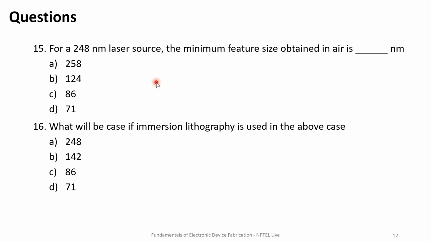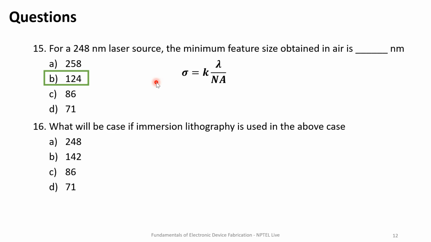Yeah. So what is the numerical aperture in air? Anybody knows numerical aperture in air? I'll give that hint also. Numerical aperture in air will be equal to 1. And k is a constant which has a value of 0.5. So now can you tell me the answer? Yeah, 124 nanometers. That's correct.